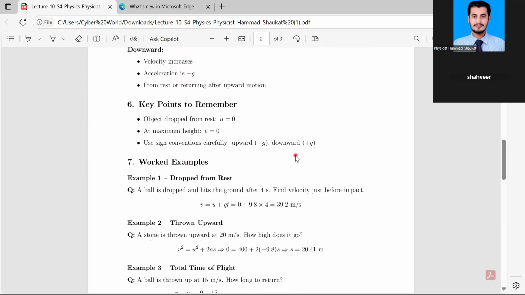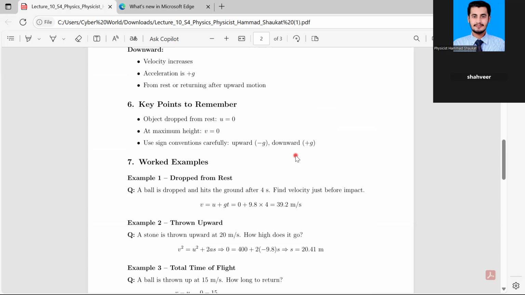So here are some key points which you have to remember. If your object is dropped from rest, you can take its initial velocity as what? Zero. Yes, because as I mentioned before, if your object is at rest, its initial velocity must be zero. And at the maximum highest point, what would be zero, the initial velocity or the final velocity? The final velocity would be zero.